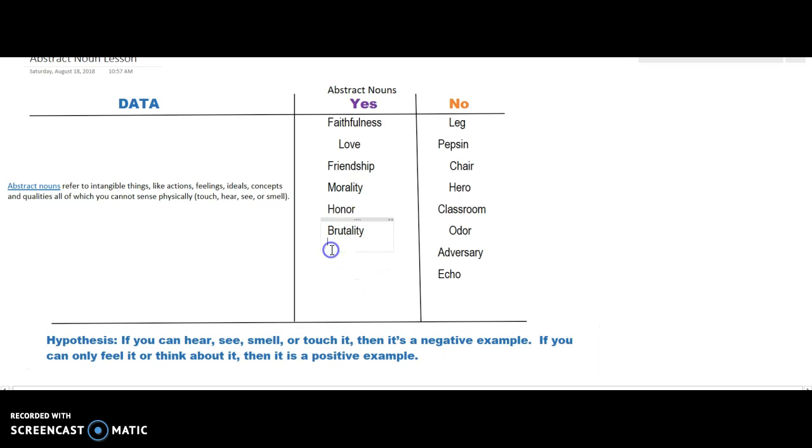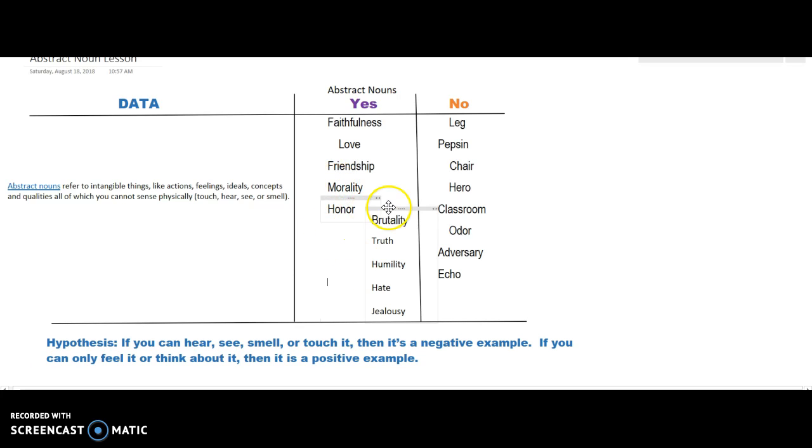Now that you know the ins and outs, the subtle qualities of what makes an abstract noun abstract, can you come up with any new examples? Hey, someone says truth. Humility might be another example. I love those two words. These are things that you can only really think about or feel. What about hate or jealousy? These are all really good. Any other ones that we can come up with?